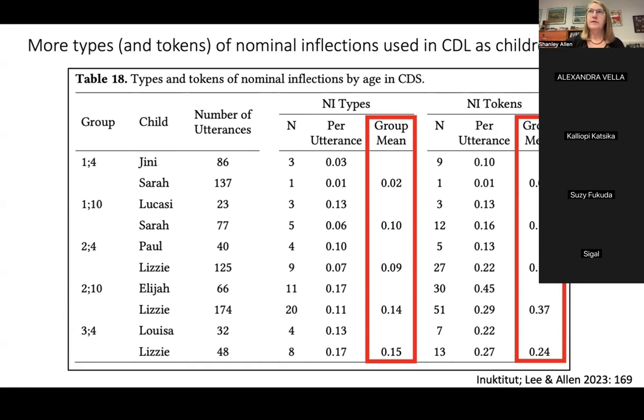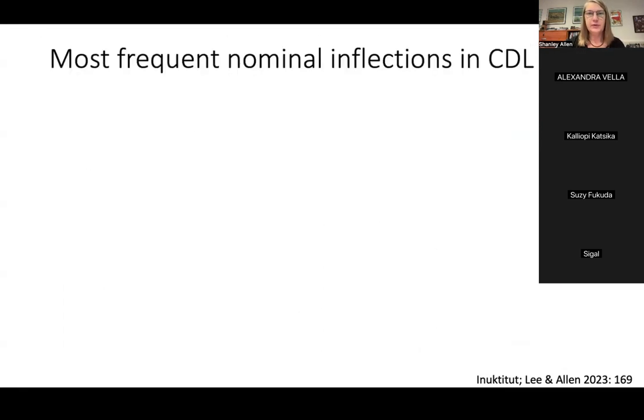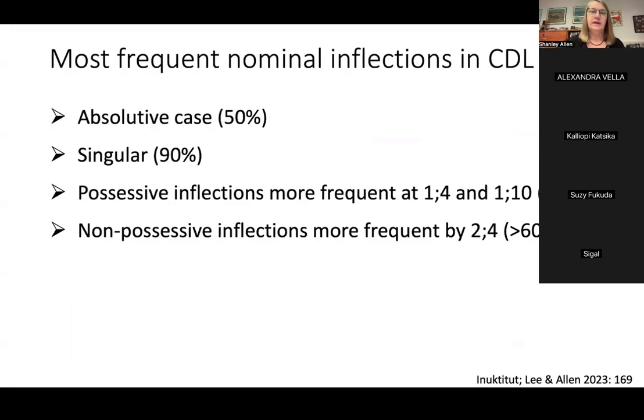Okay, so that is nominal inflections, and then we were interested in seeing which ones are the most frequent. And so we saw that indeed the absolutive case accounts for about 50% of the inflections. About 90% of them are singular. Possessive inflections are more frequent at 1 year, 4 months and 1 year, 10 months. So about 70% of the inflections at younger ages are possessives. And then non-possessive inflections get more frequent after 2 years.